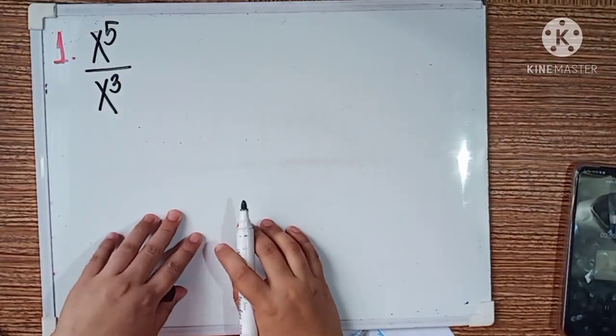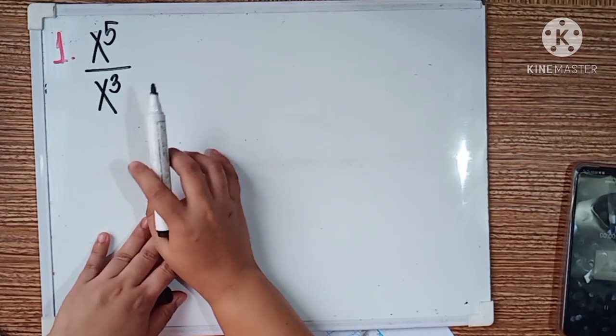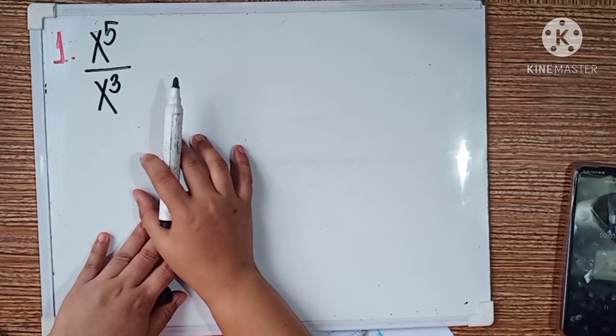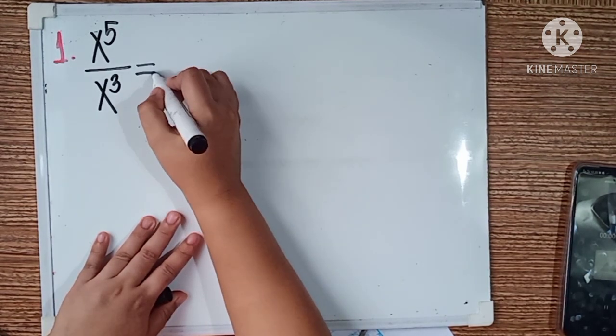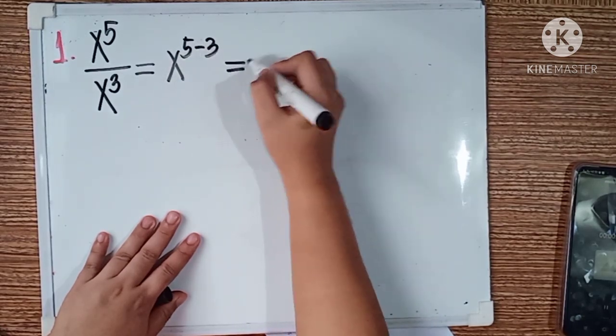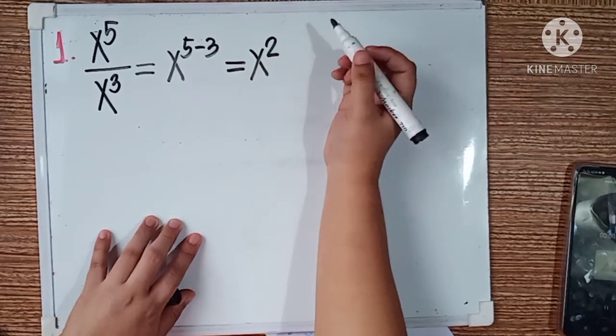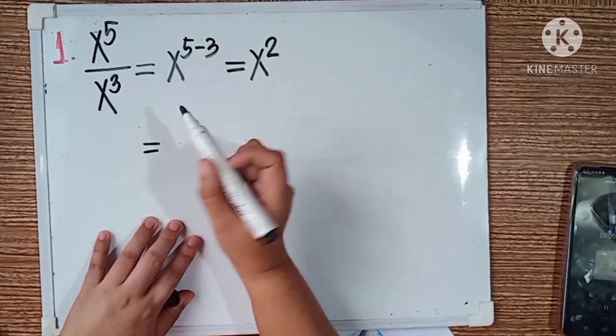Example number 1, x raised to 5 over x cubed. This one is a simple problem because we can just apply laws of exponent by subtracting their exponents. For the solutions, it is x raised to 5 minus 3, which is equal to x squared. But in factoring way, the greatest common monomial factor of x raised to 5 and x cubed is x cubed.